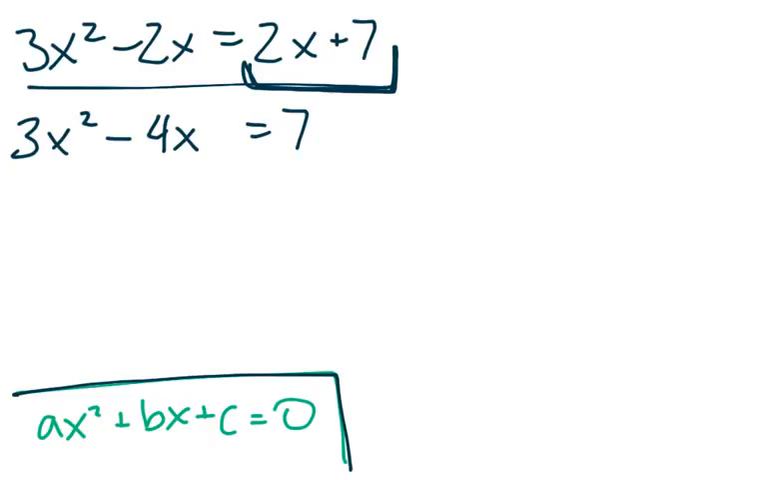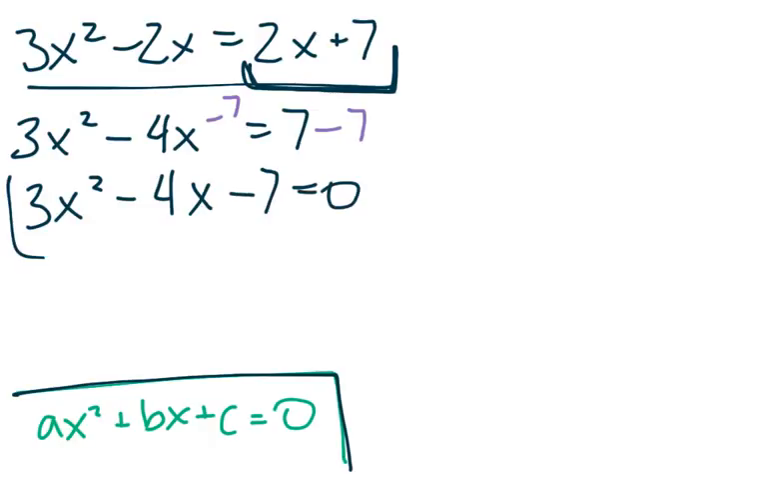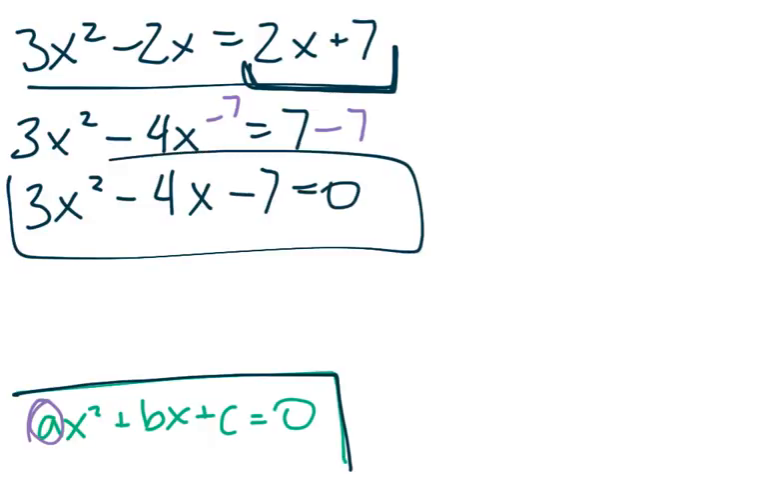And now if we subtract 7 from both sides, that gives us a new equation where we have 3x squared minus 4x minus 7 equals 0. Let's identify our a, b, and c values.